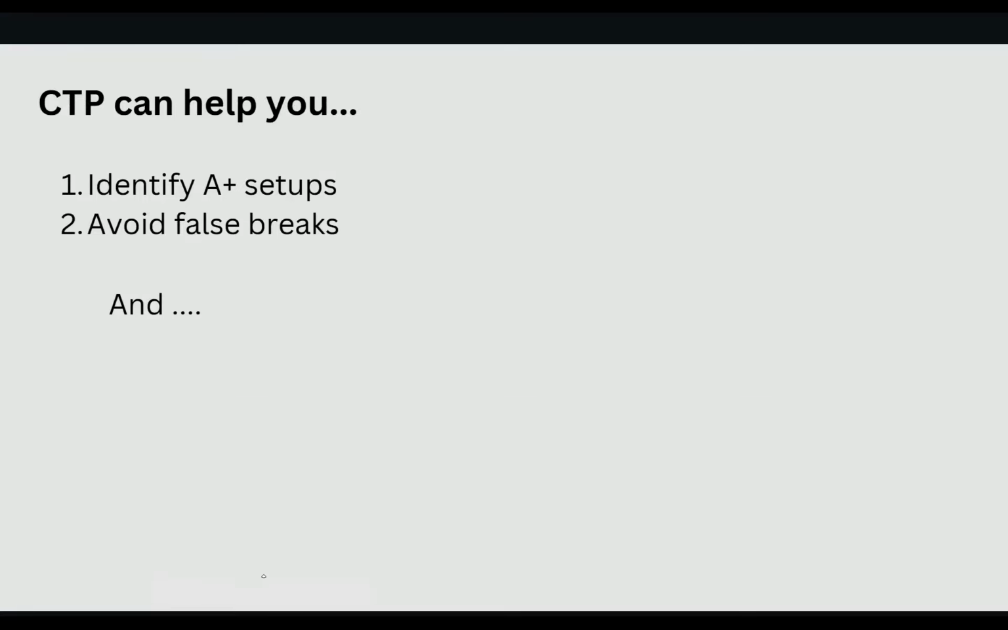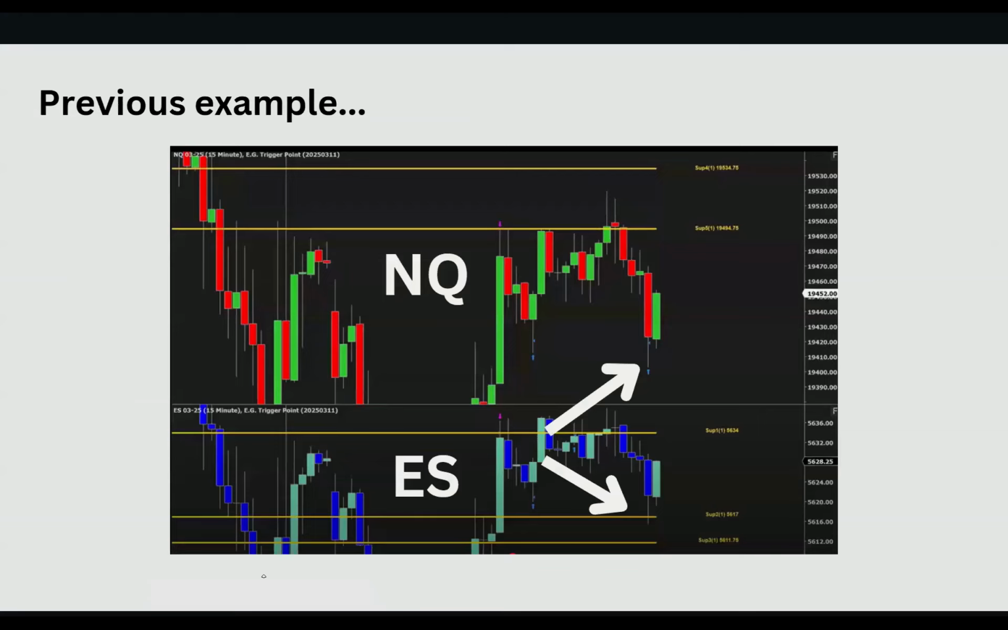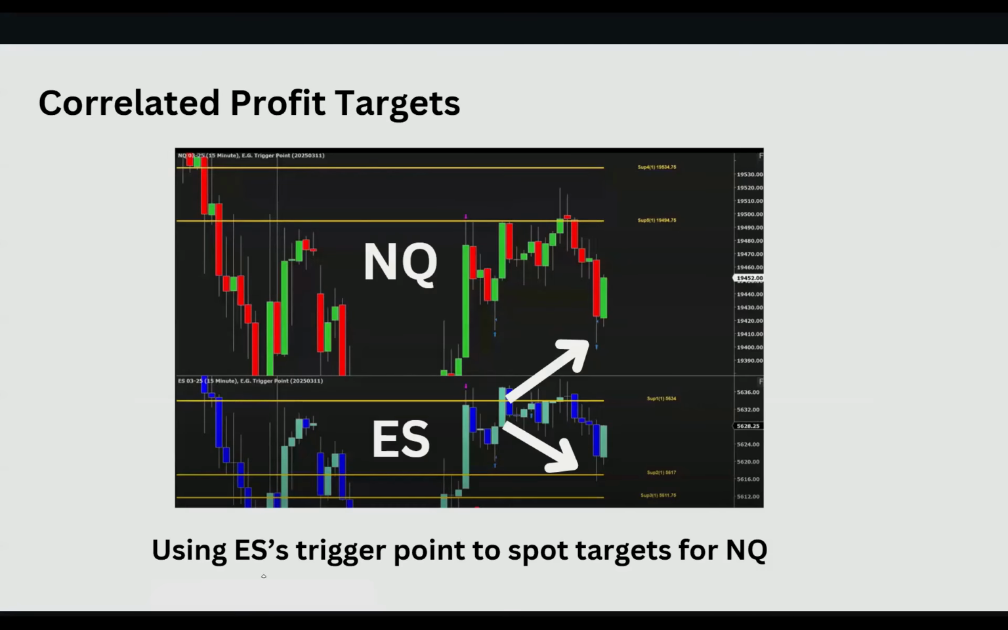So CTP can help you to identify A-plus setups, avoid market traps, and the third thing, to identify profit targets. If we get back to this example, I used the ES trigger point as a profit target for the short position I took on NQ. And this leads me to the next important topic, using correlated assets' trigger points to spot profit targets. You know that the trigger points can also be useful to spot potential profit targets.